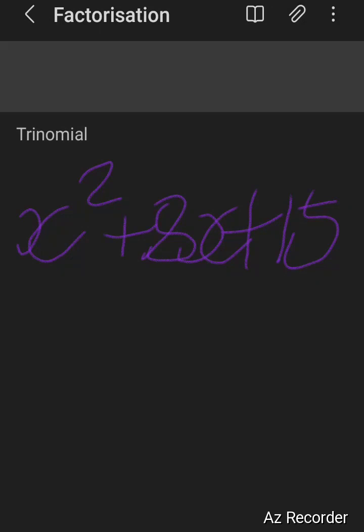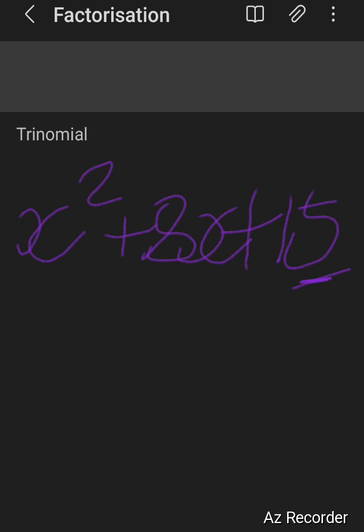In this video, we are going to look at factorization, but we are going to factorize a trinomial. Factorize a trinomial, which is given as x squared plus 8x plus 15. First things first, you are going to look at the constant 15. Focus on the constant 15 first.